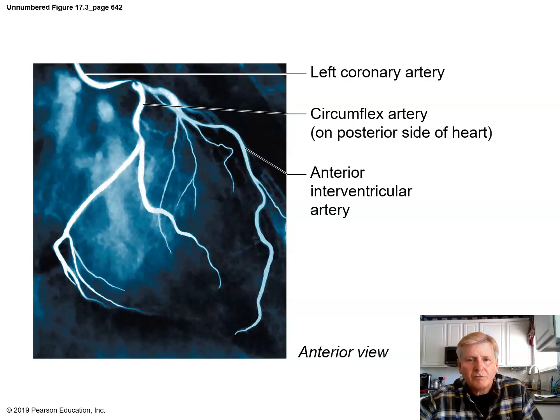Here's the anterior interventricular artery, or the LAD, left anterior descending, coursing in front of the left ventricle and right ventricle. And then here's the circumflex artery on the posterior side of the heart. There's the left coronary artery up here. That's basically what occurs when you inject a dye into the coronary arteries, and then they light up on X-ray through this cardiac catheterization.